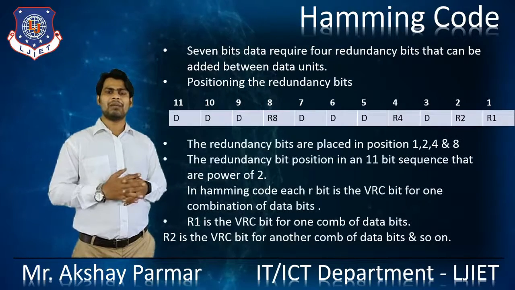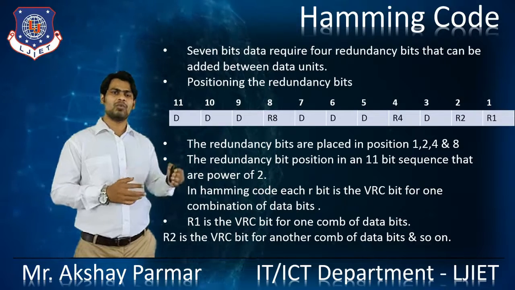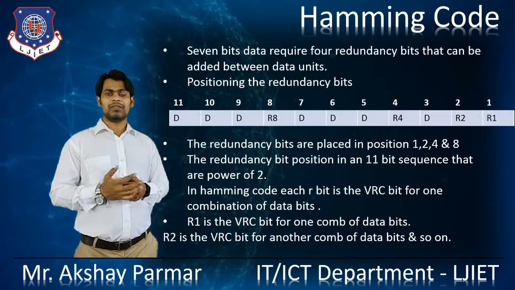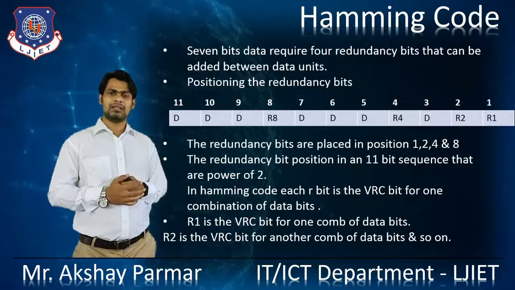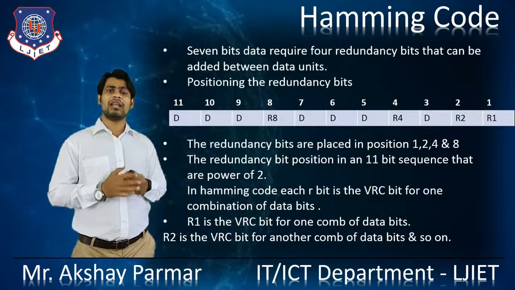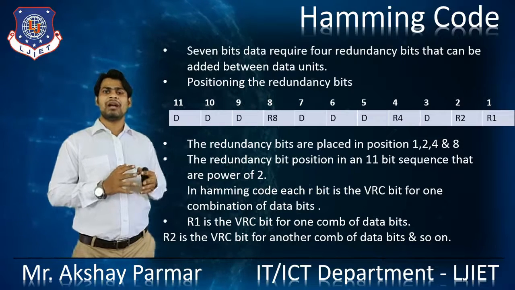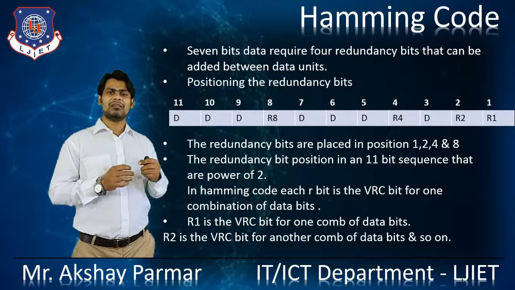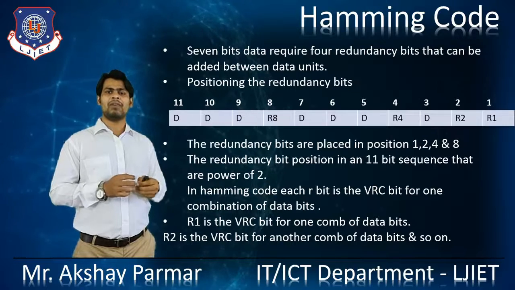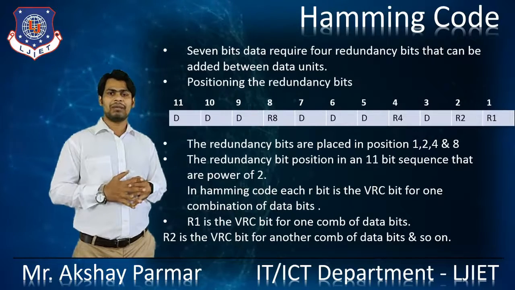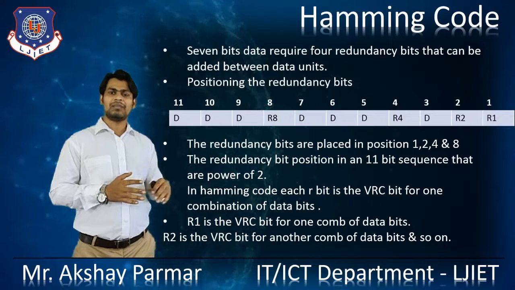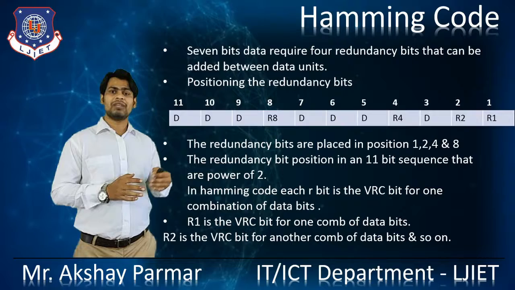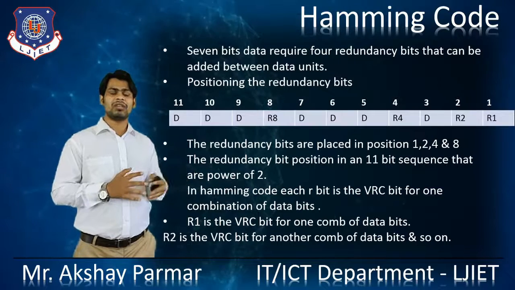The redundant bits are placed at positions 1, 2, 4, 8 and so on, as we have discussed, right? The redundant bit positions in the 11-bit sequence are the powers of 2. So in the Hamming code, each redundant bit is a VRC bit for one combination of the data bits. R1 is the VRC bit of one combination of the data bits. R2 is the VRC bit of another combination of the data bits.